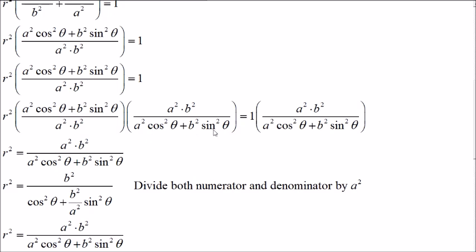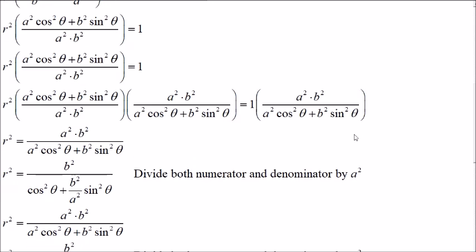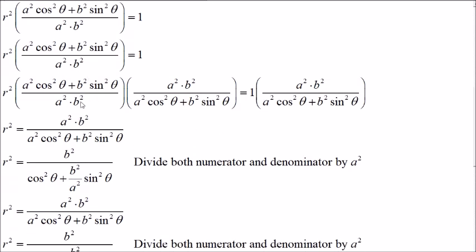So multiply the left side, multiply the right side by the reciprocal. And so this expression multiplied by its reciprocal, we get 1. So this times this is 1. 1 times r squared, which is r squared. And then the right side, we have a squared times b squared divided by a squared cosine squared theta plus b squared sine squared theta. So this is the polar equation right here, and then we'll go ahead and simplify it a little bit more.